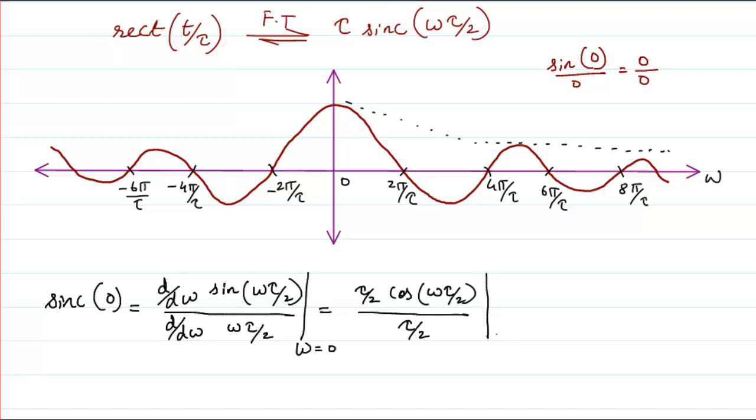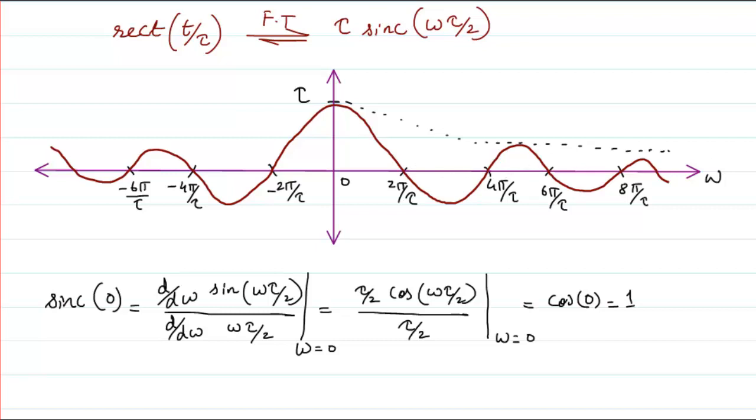So at omega equal to 0, we get the value as cos of 0, which is equal to 1. Since it is multiplied with tau, I will write this maximum amplitude to be tau. So the maximum amplitude is tau. The first zero occurs at 2 pi by tau, like that.